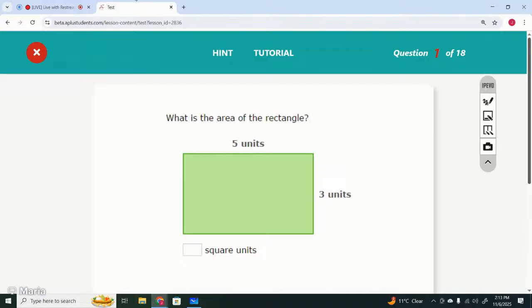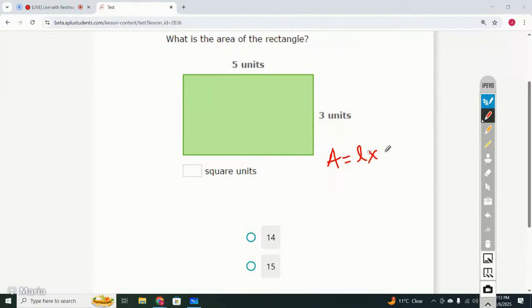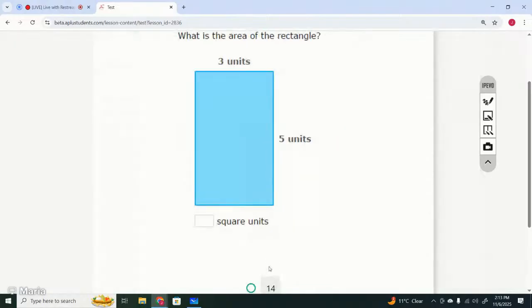What is the area of the rectangle? So the area of the rectangle is length times width. Got it? So you have to do 5 times 3. 5 times 3 makes 15 it is. The correct option is 15. Option number 2 is the correct option. Got it, everyone?